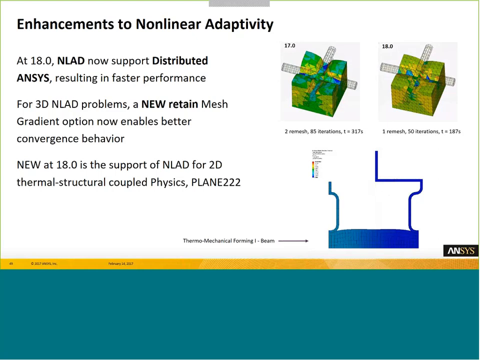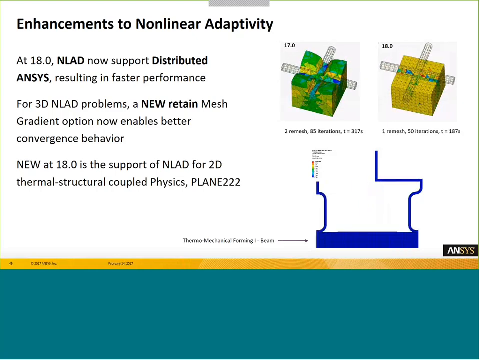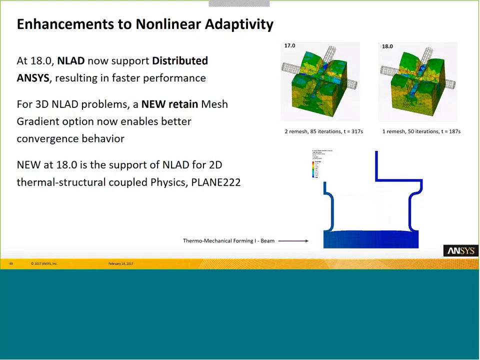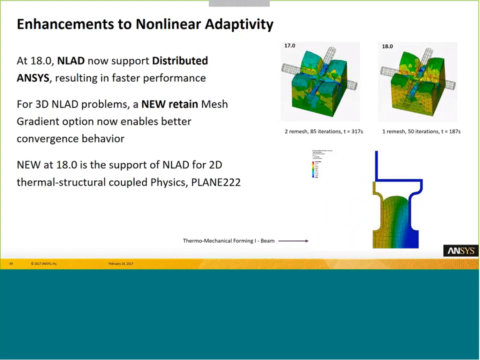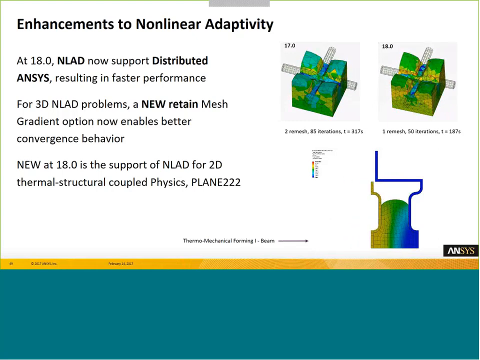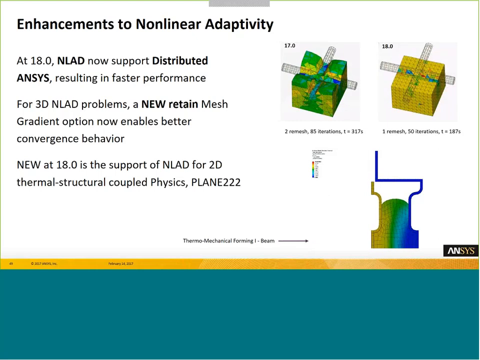And also at 18.0, we've added the support for 2D thermal structural coupled physics. So this is some thermal forming of an I-beam you can see going on underneath here. So we're coupling the structural and the thermal behavior of the material in 2D. So a pretty complex problem being solved there within Mechanical using this technology. So it's quite nice.